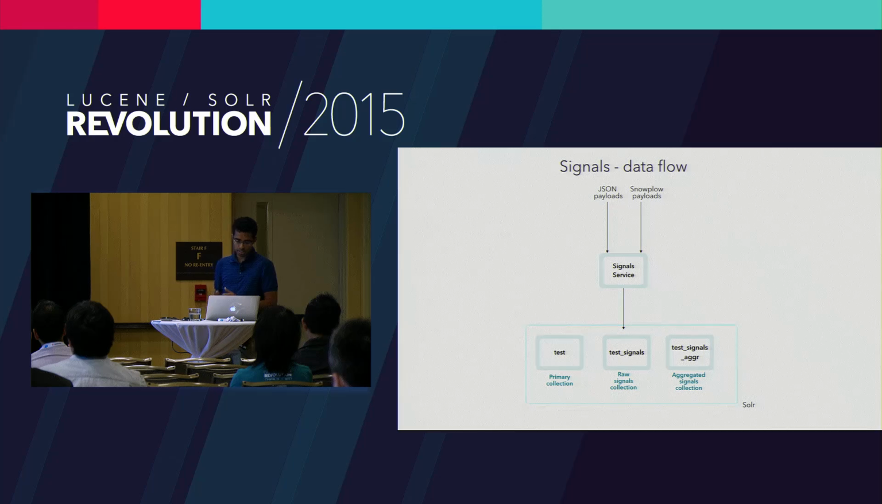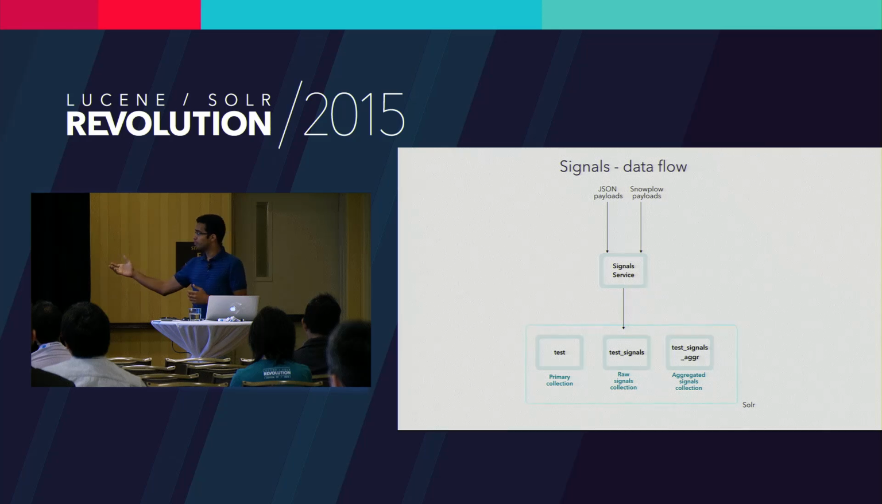So what happens is, whenever someone sends these payloads to Fusion, it goes through the signal service, it transforms the JSON event, and it stores it here. First, let me talk about the 3 collections here. Let's say test is your catalog collection, and whenever you create a catalog collection, we create 2 more collections. One is a signals collection, and one is an aggregation collection.